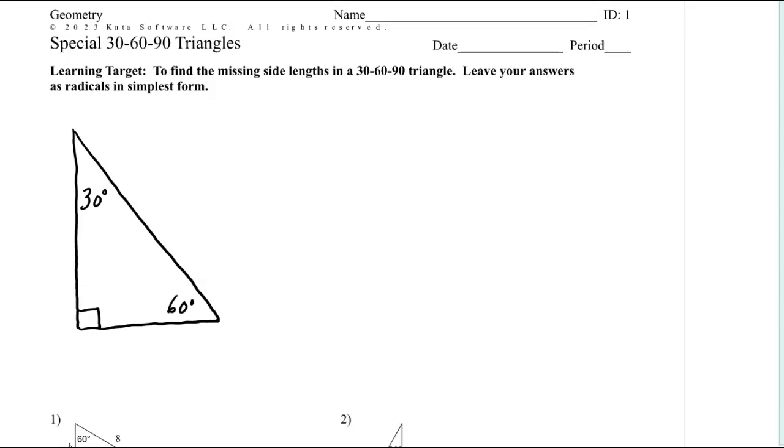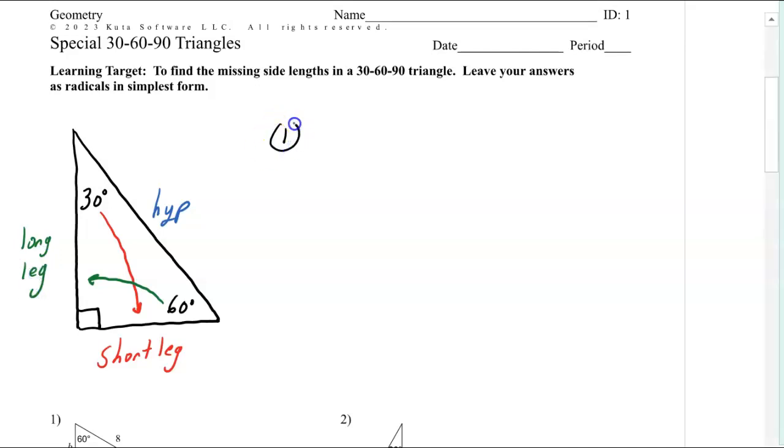Hello geometry students, today's learning target is to summarize special 30, 60, 90 triangles. So this week we learned that across from the 90 we call the hypotenuse, across from the 30-degree angle we call the short leg, and across from the 60 we call the long leg. And we learned the following relationships.